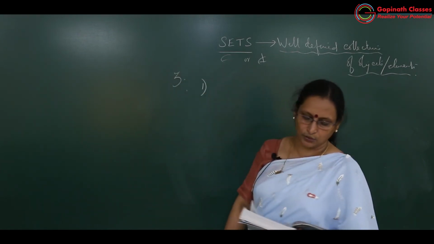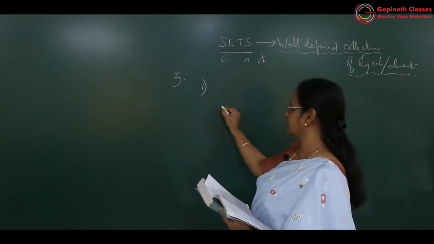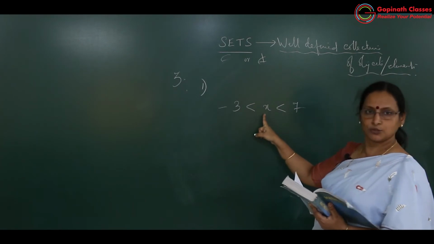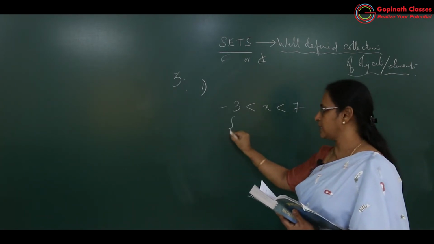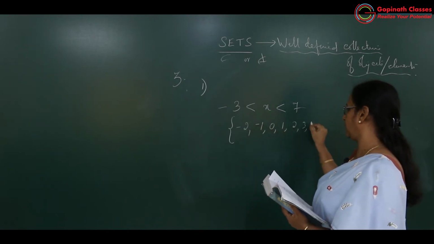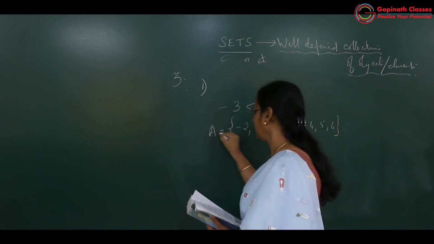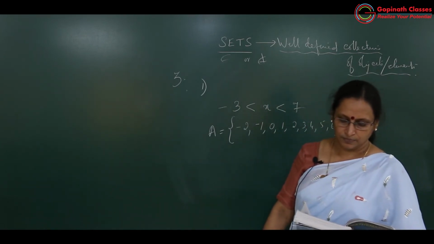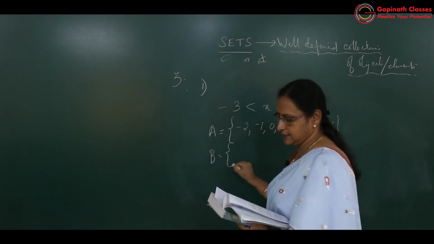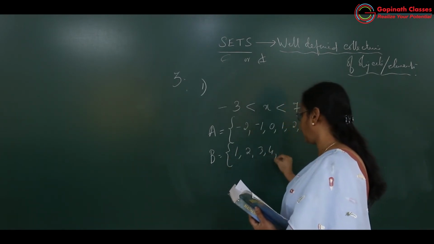First question, A is equal to {x such that x is an integer between -3 and 7}. What do you mean by this? -3 less than x less than 7 means the list of numbers between -3 and 7. How will it come? The set is -2, -1, 0, 1, 2, 3, 4, 5, 6. This is it. You can even give it its name, A is equal to. Look at the second question. B is equal to {x such that x is a natural number less than 6}. Natural numbers less than 6 will be 1, 2, 3, 4, 5.